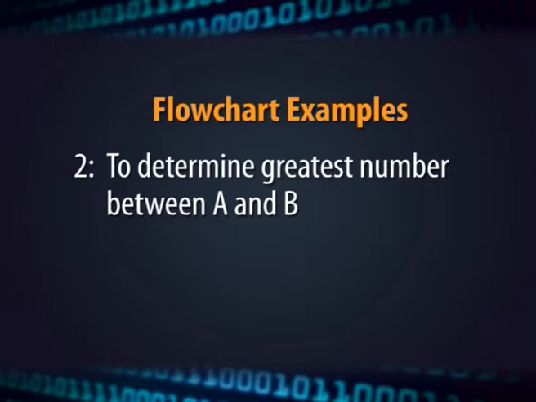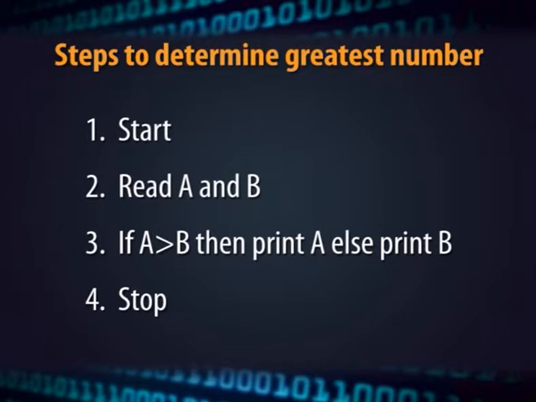Prepare a flowchart to determine the greatest number between A and B. First step is start the flowchart. Next step is read A and B. Third step is if A is greater than B, then print A, else print B. Last step is stop.